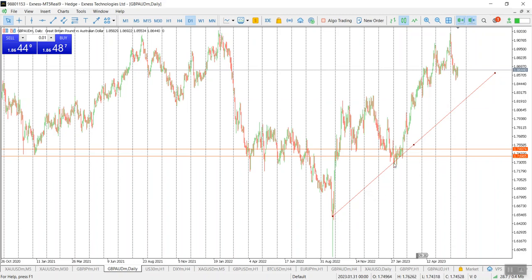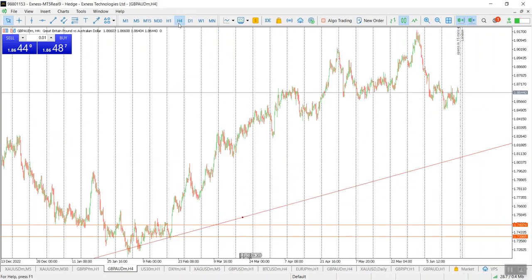Or higher lows. No, sorry. We are seeing higher lows. This low, higher low, higher low, higher low, higher low. So basically, we are seeing a bullish direction on our daily time frame.